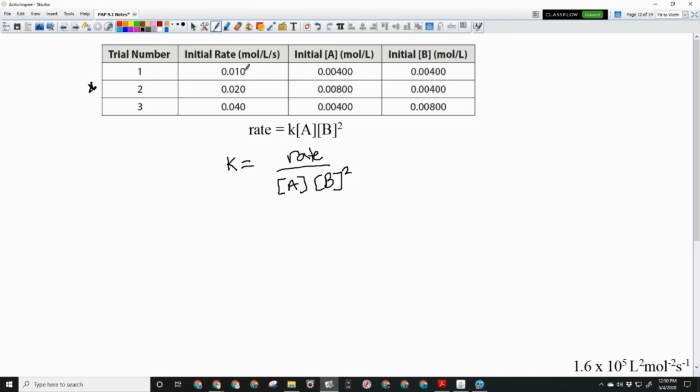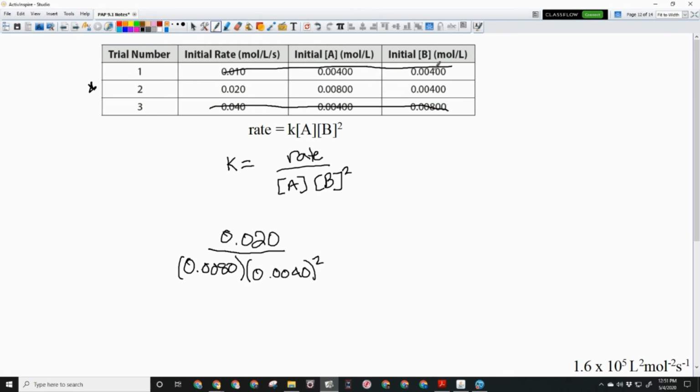All right, so our rate is 0.020. And this is the easy part, by the way. Over concentration of A is 0.0080 times the concentration of B squared, 0.0040 squared. All right, so I didn't worry about this trial and not this trial. I could have chosen 1 or I could have chosen 3. Doesn't matter. We just chose 2. You just choose any one of the trials and substitute in these numbers.